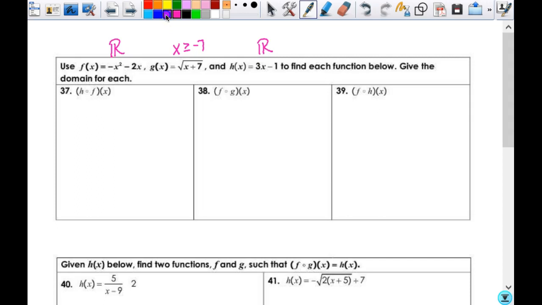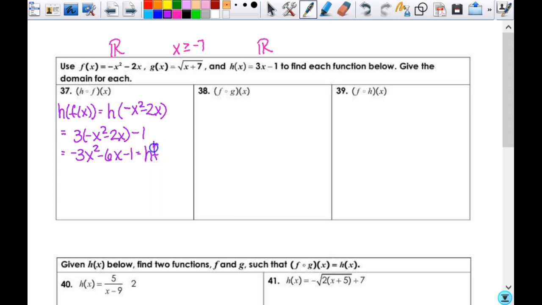Okay, so to find h of f of x, h of f of x is equal to h of negative x squared minus 2x. So that's equal to 3 times negative x squared minus 2x, minus 1. So that gives me negative 3x squared minus 6x minus 1. That's as much as I can simplify it, so that is equal to h of f of x.